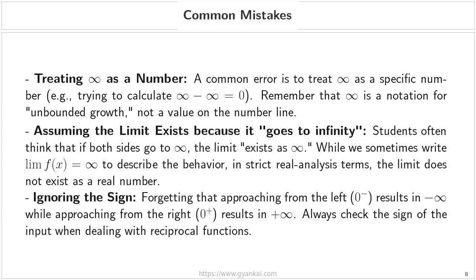Finally, please be careful not to ignore the sign of the approach. As we demonstrated in our step-by-step analysis of the reciprocal function, approaching 0 from the right, which we denote as 0 plus, results in positive infinity. Conversely, approaching 0 from the left, or 0 minus, results in negative infinity. I strongly encourage you to always check the sign of your input when dealing with reciprocal functions to ensure you are identifying the correct direction of the limit.